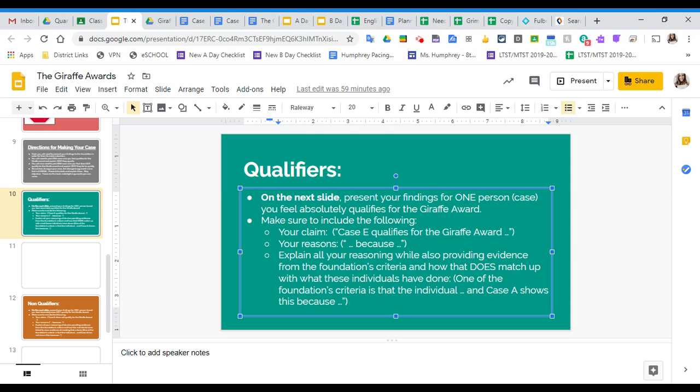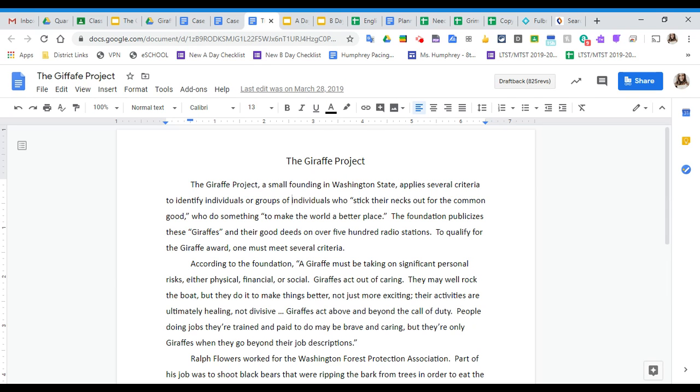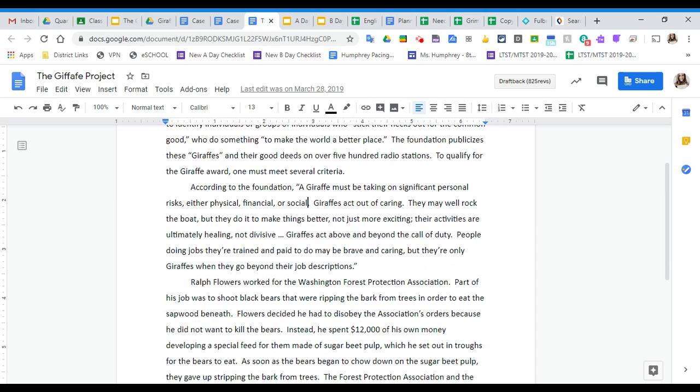So I gave you another little example. One of the foundation's criteria is that the individual be brave, maybe. And case A shows this because, and then tell me what case A did that showed that idea. So that's where you're providing evidence and reasoning all together in this blended response. You're telling me this person matches up because the foundation requires, say, X, Y, and Z.